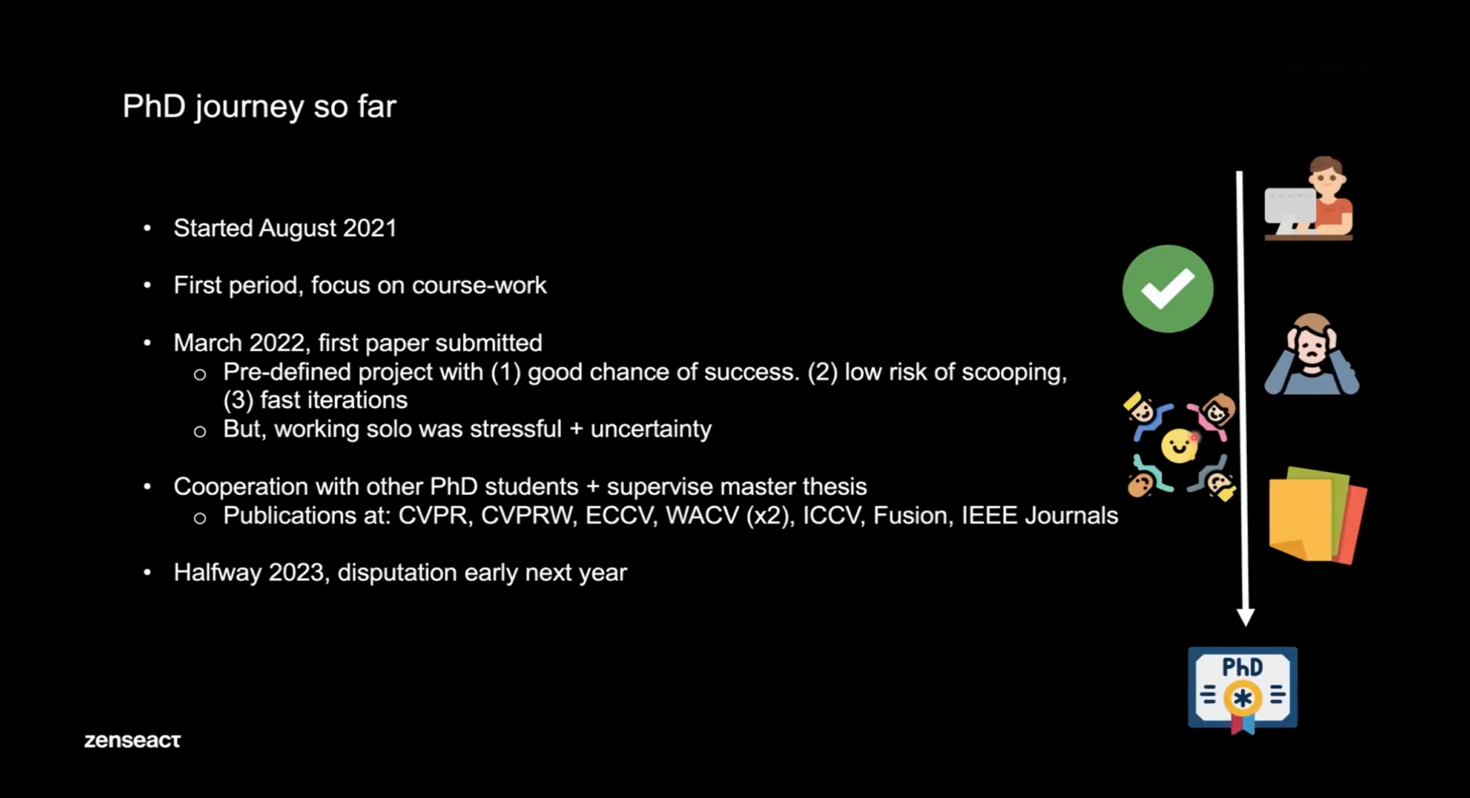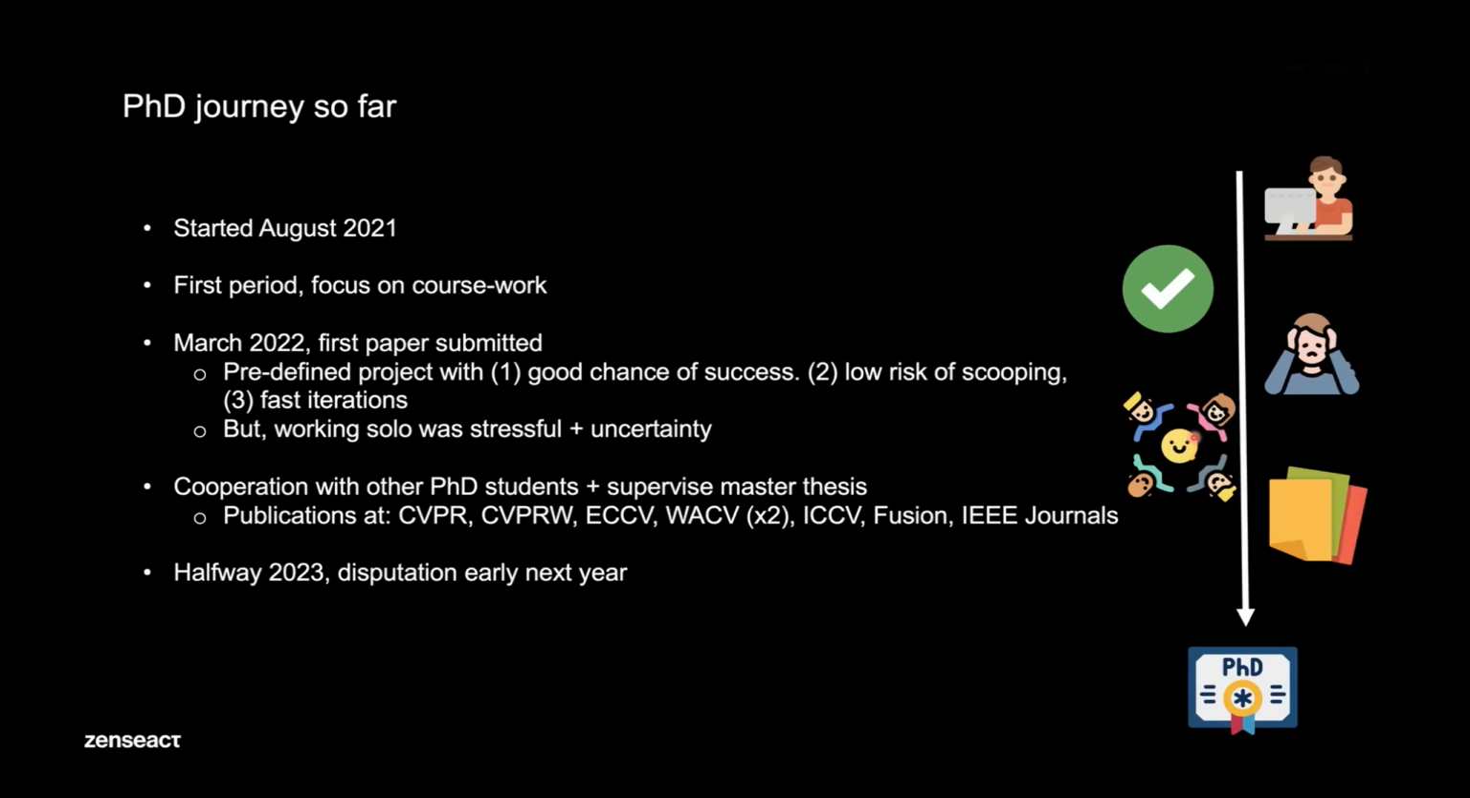So my journey so far: I started in August 2021. And as with most PhD students in the beginning, there's a lot of uncertainty, like what am I supposed to do now? I focused a lot on coursework. But after half a year, I had my first paper submitted. And I think one of the big success factors in getting a paper early is that when I started, there was already an idea of a predefined first project that had a pretty good chance of success. So it was low-hanging fruit.